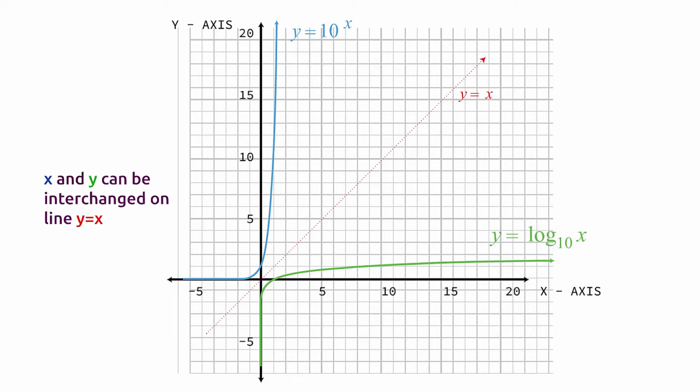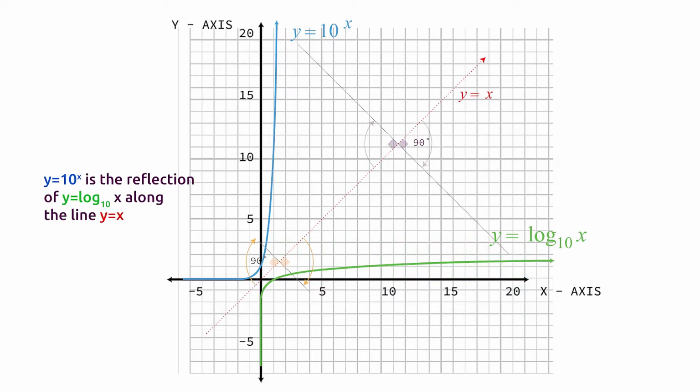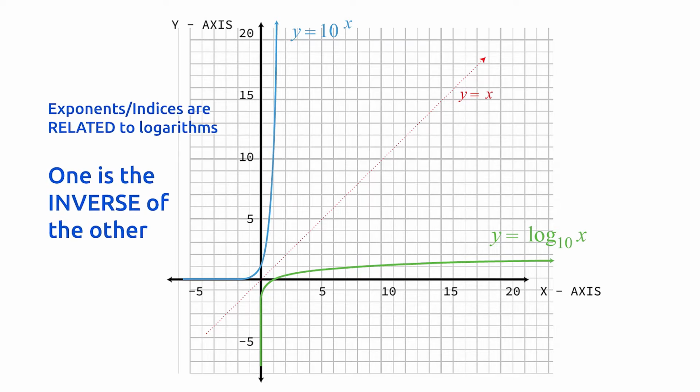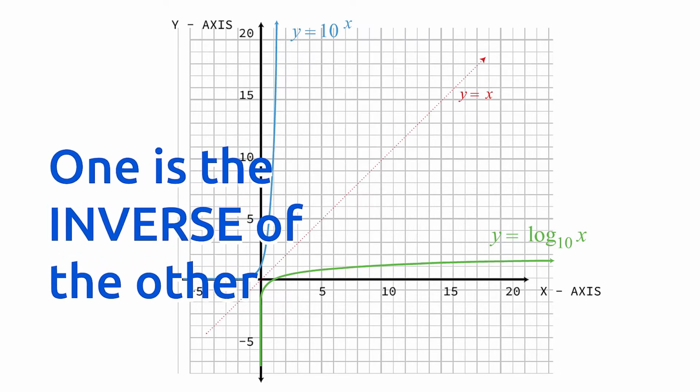When we look at the graph of y equals 10 to the power of x, and we look at the graph of y equals the log of x to base 10, we notice that the graph of y equals 10 to the power of x is the reflection of the graph of y equals the log of x to base 10 along the line y equals x. And so therefore, we can conclude that exponents or indices are related to logarithms, and one is the inverse of the other. This concept will help us to introduce the topic of indices and logarithms.